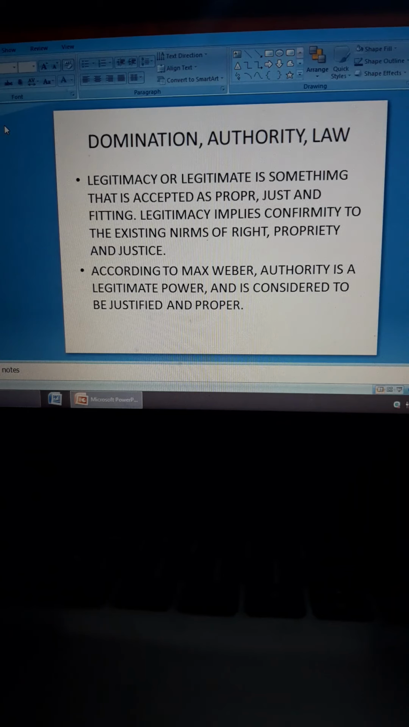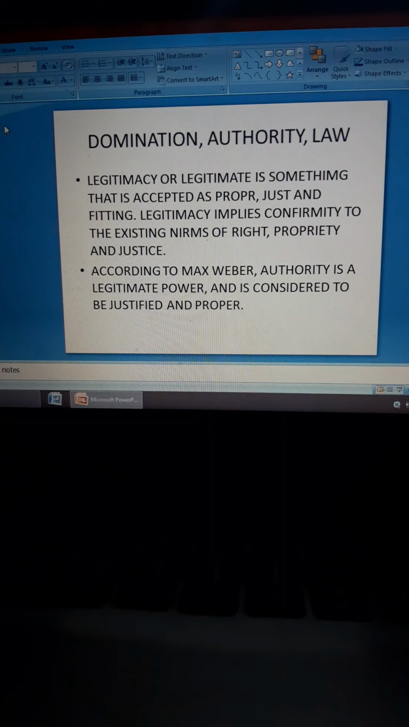So legitimate is something that is accepted as proper, just, and fitting. Something which is good and genuine, and fits perfectly in whatever context you are talking about. Legitimacy implies conformity to the existing norms of right, propriety, and justice. So it implies conformity to the norms, laws, and justice that are present in the society.